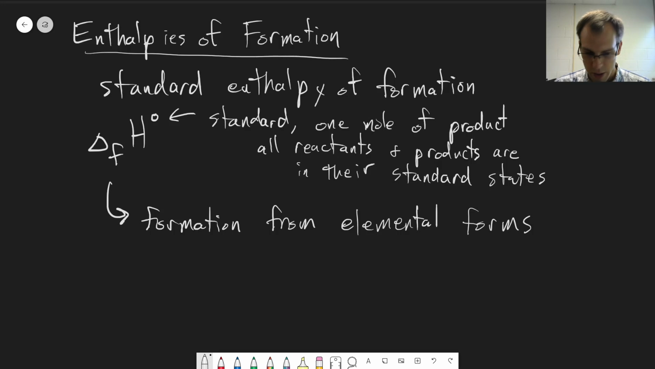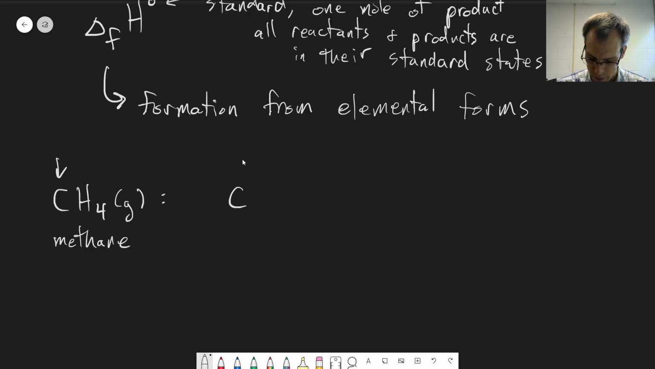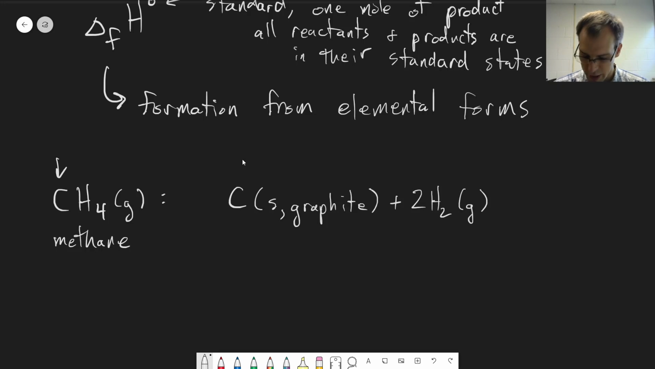So let's do some examples just to make this clear. If we have, for example, methane in gas form, what would be the formation reaction? Well, we would take 1 mole of carbon in its standard form, so solid, and even more specifically graphite, which is its standard form at 1 bar of pressure. Then we add hydrogen, but not atomic hydrogen: dihydrogen, its normal form at standard conditions. And this would be the formation reaction.